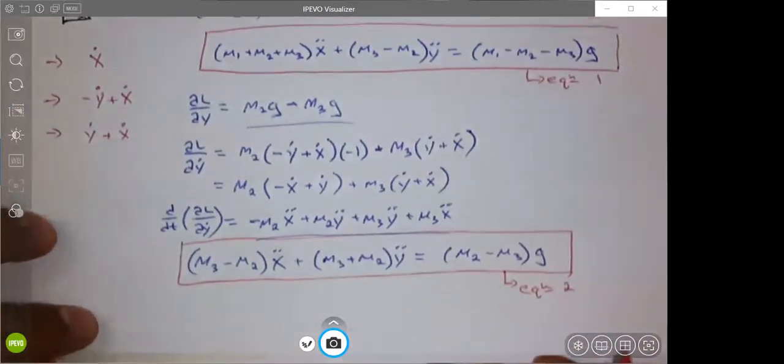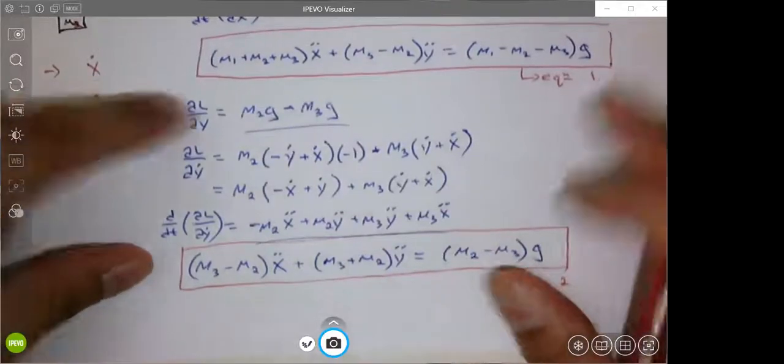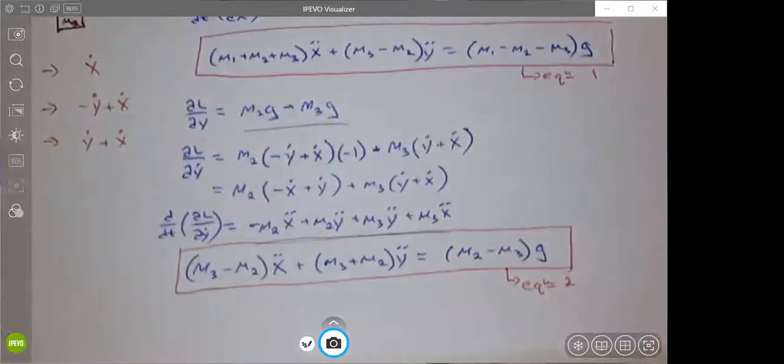Now the next thing to do is set these two equations equal to each other, or do something to eliminate the y's or the x double dots and see what your system of equations is going to be. I'll do that on the next page.